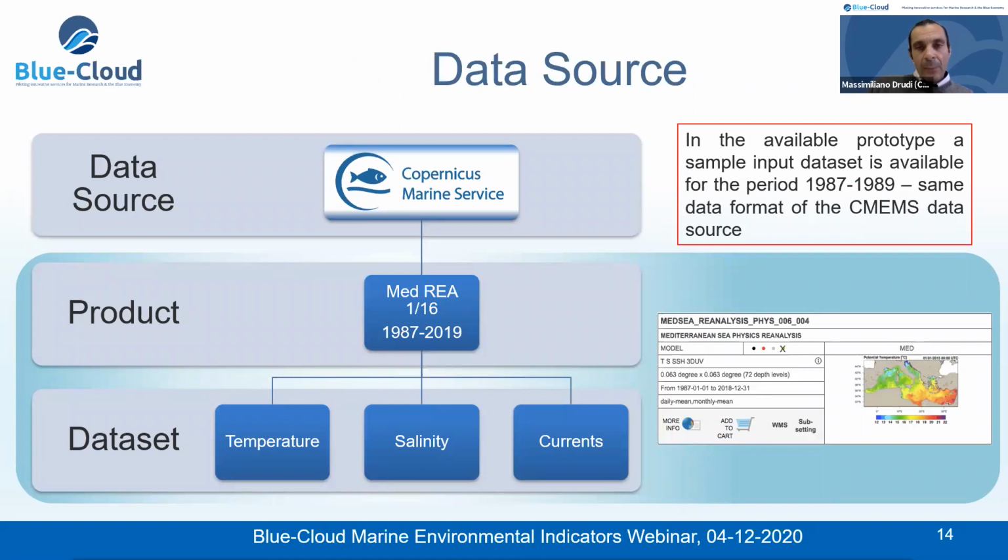In this prototype, we are using a data source from the Copernicus Marine Service, more exactly the Mediterranean Sea Analysis product, which is available from year 1987 to year 2019. And we are using the fields of temperature, salinity, and currents. In this prototype, it is possible to use the years from 87 to 89.